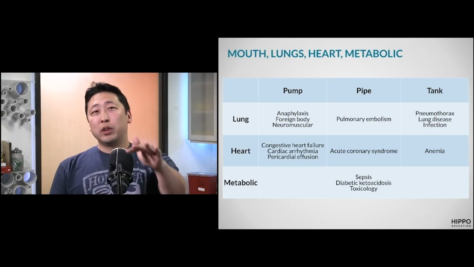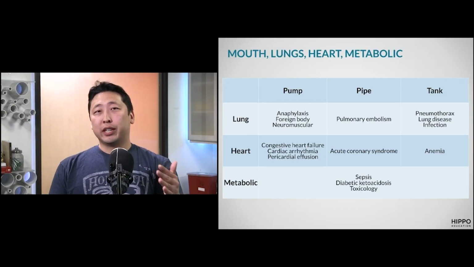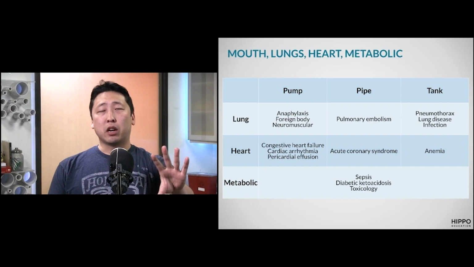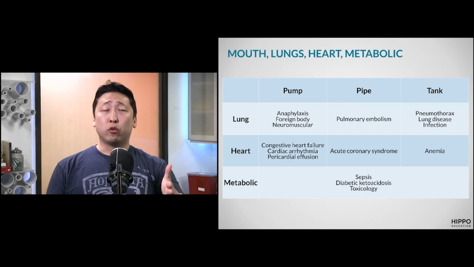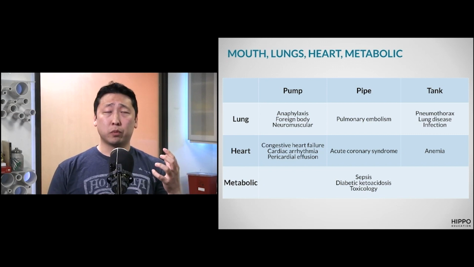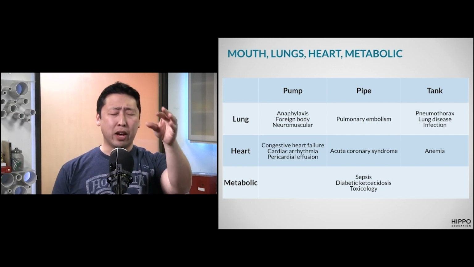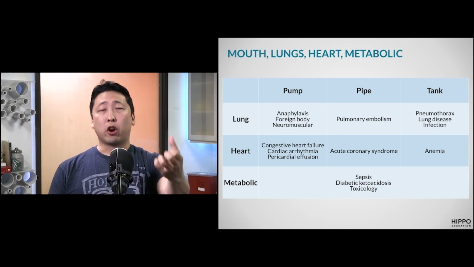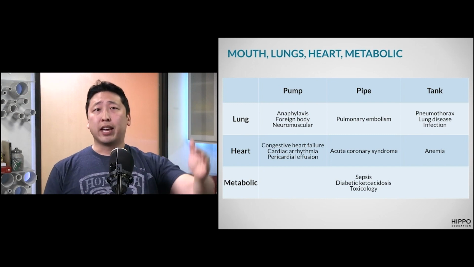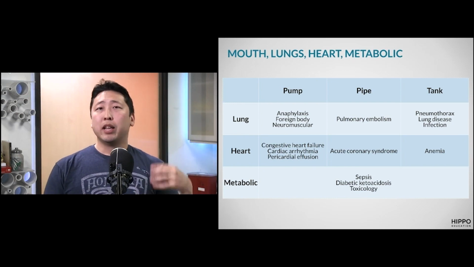We're going to go into this chart a lot more in detail as we go forward, but just a quick snapshot of where we're headed and how I think about it. Remember, mouth, lungs, heart, metabolic. A person's coming in with a chief complaint of shortness of breath. I'm thinking outside in. I see their mouth and then go into the lungs, think about the heart, metabolic. And that's on the left side. And then across the top is the pump, the pipe, and the tank.